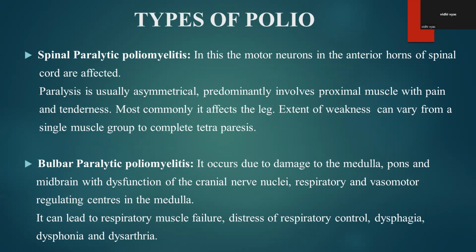Bulbar paralytic poliomyelitis. It occurs due to damage to the medulla, pons, and midbrain with dysfunction of the cranial nerve nuclei, respiratory and vasomotor regulating centers in the medulla. It can lead to respiratory muscle failure, distress of respiratory control, dysphagia, dysphonia, and dysarthria.